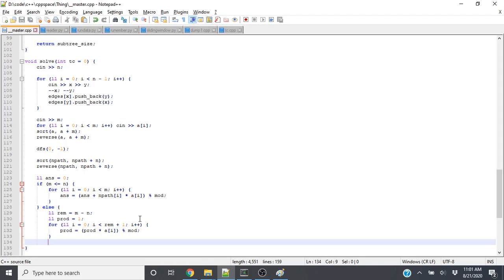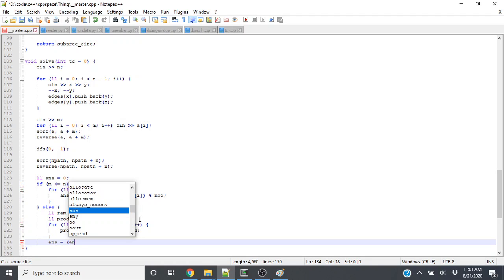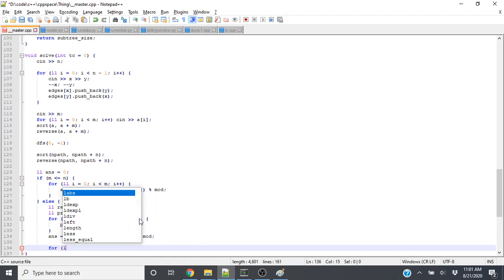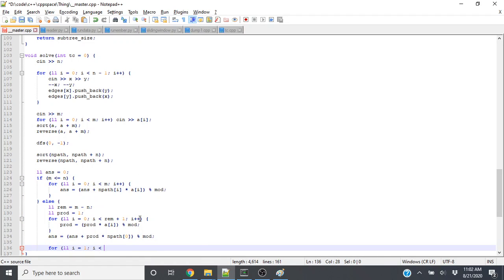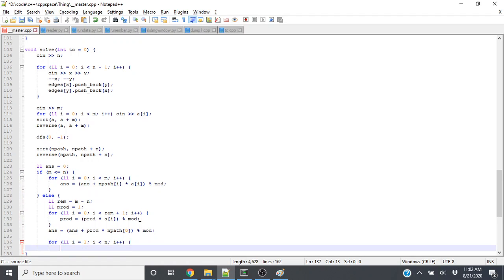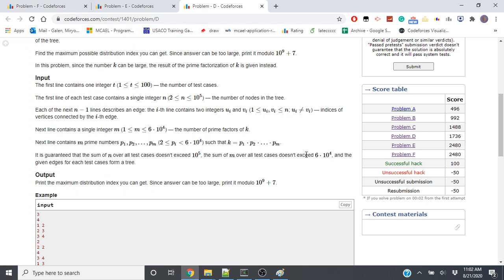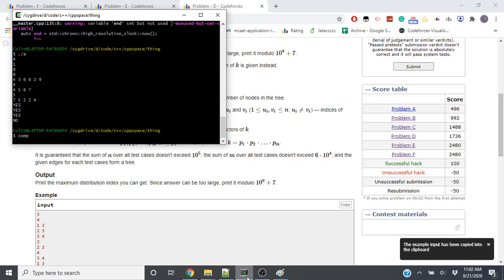Then ans equals ans plus prod times n path 0 mod mod, just regular modulo arithmetic. For i, i plus plus, ans equals ans plus a i plus rem, since we've already used the first rem elements, times n path i mod mod. Then we're going to do that, and let's test it.